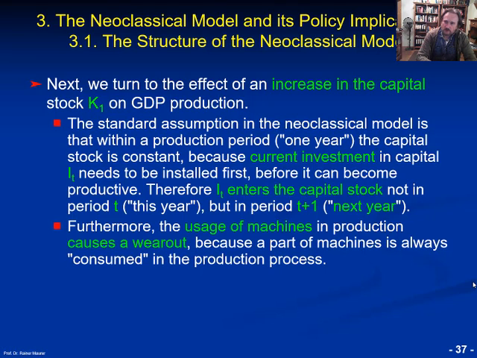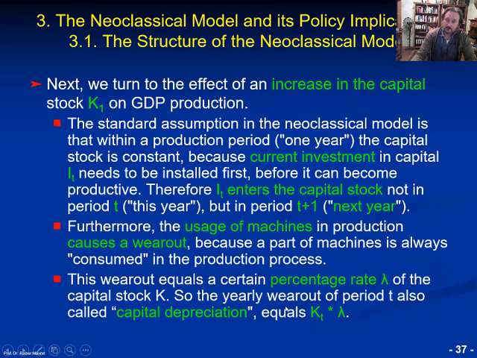Furthermore, the usage of machines in production causes a wear out, because part of the machines is always consumed in the production process. This is something we have already discussed in chapter 2. This wear out equals a certain percentage rate, the depreciation rate lambda, of the capital stock K. So the yearly wear out of period T, also called capital depreciation, equals the capital stock of period T times the depreciation rate.